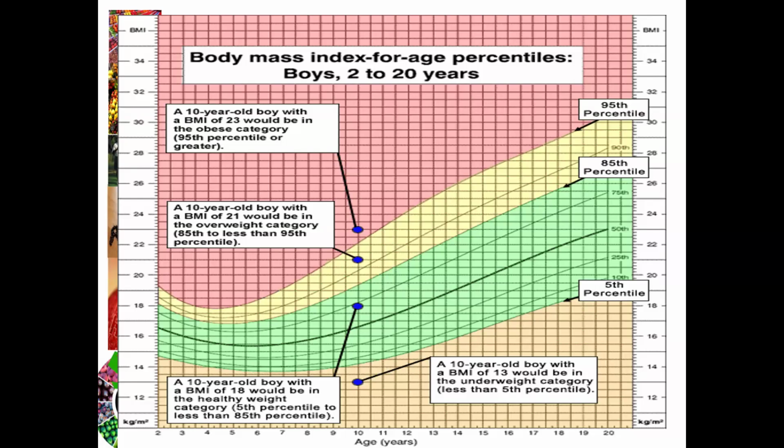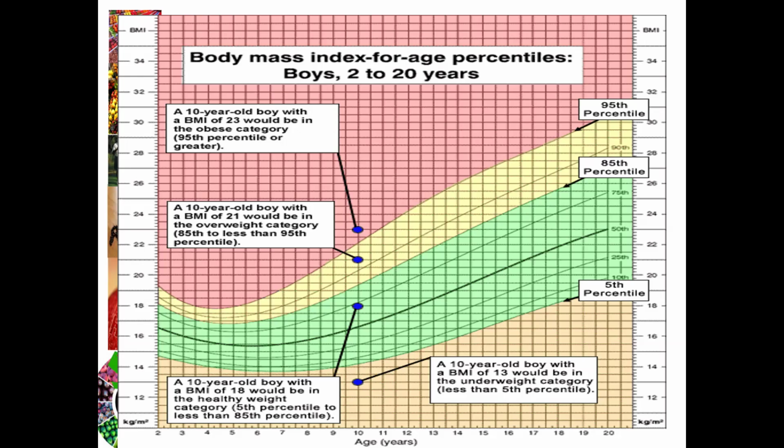percentiles for boys. So I would like to ask, and I expect someone to unmute his or her microphone and answer. If we pick a 10-year-old boy, and after getting the height and weight and calculating the body mass index, the body mass index is 23. What category would you place that boy? What would be the nutritional status? 10-year-old, body mass index of 23. I need someone to unmute and answer.